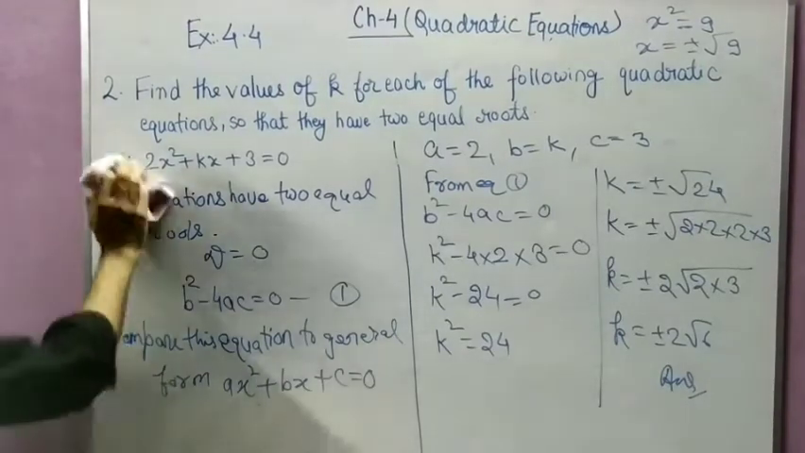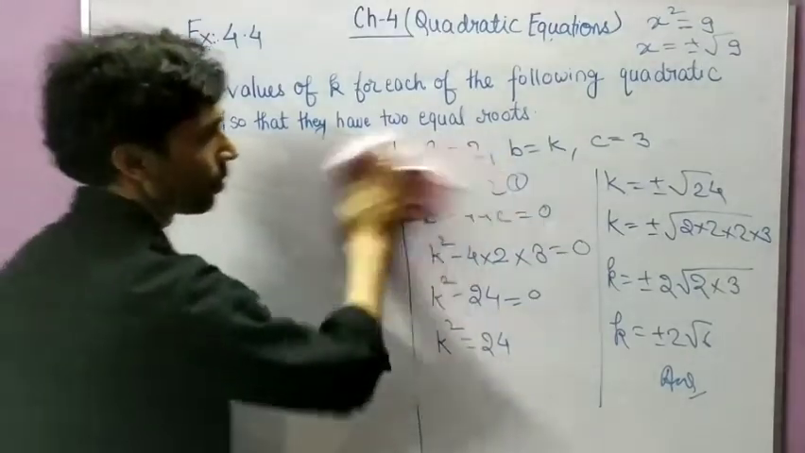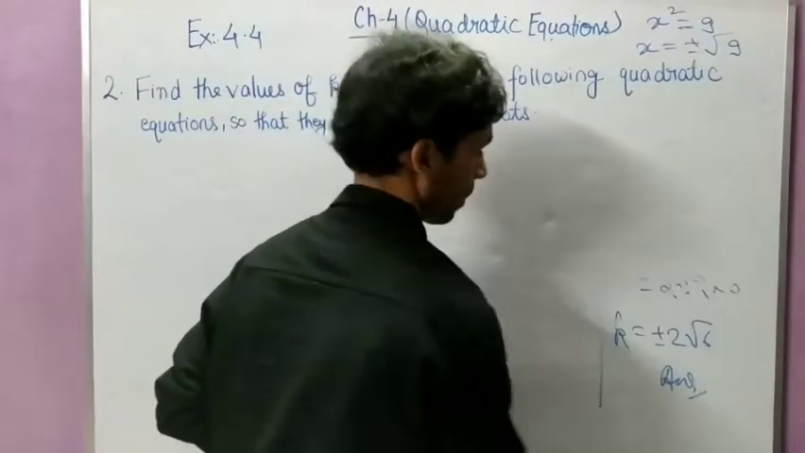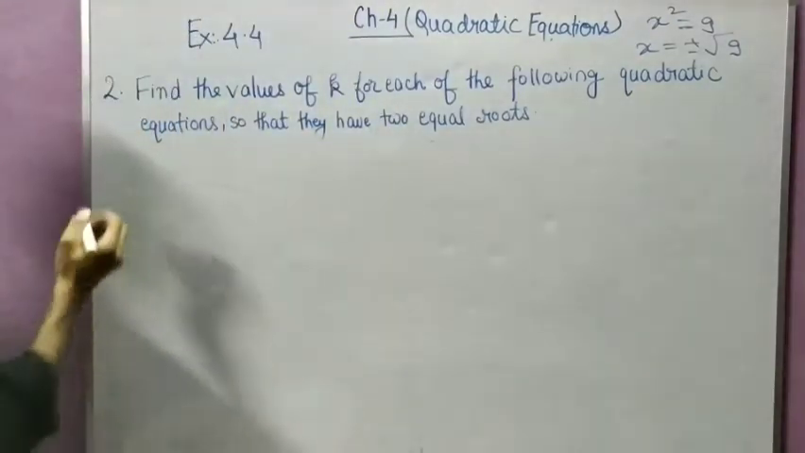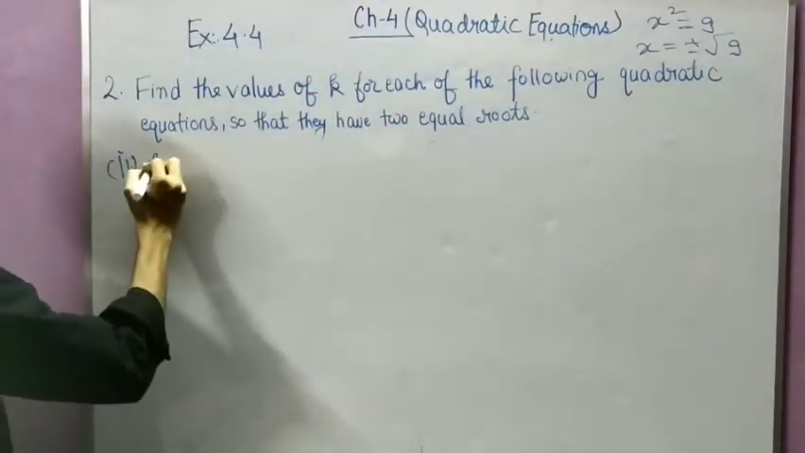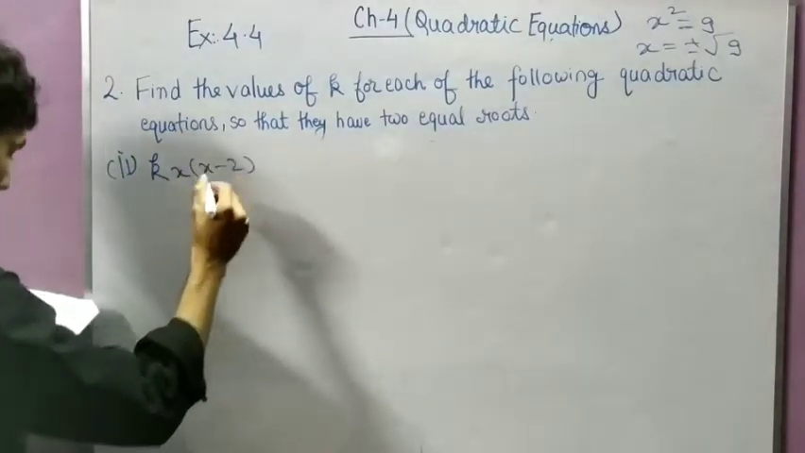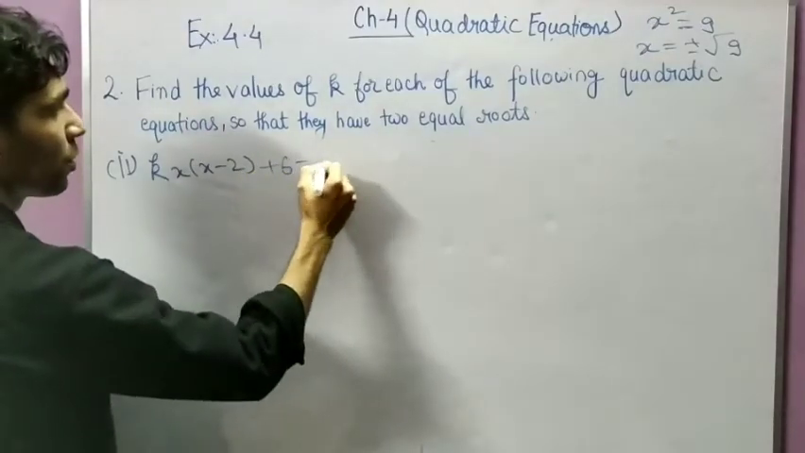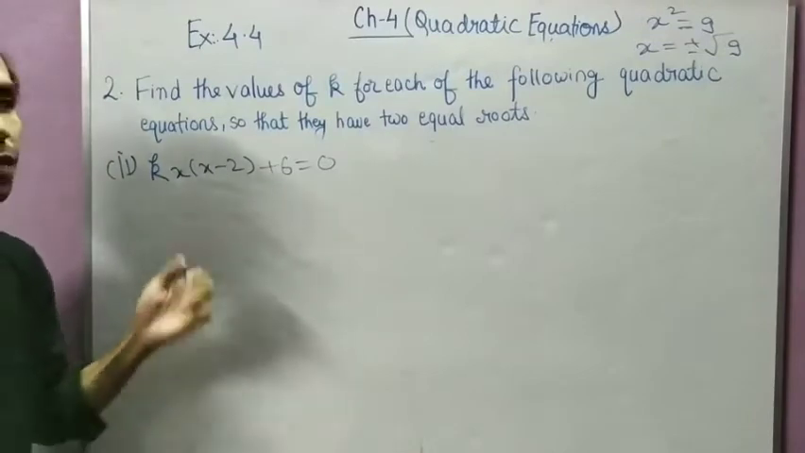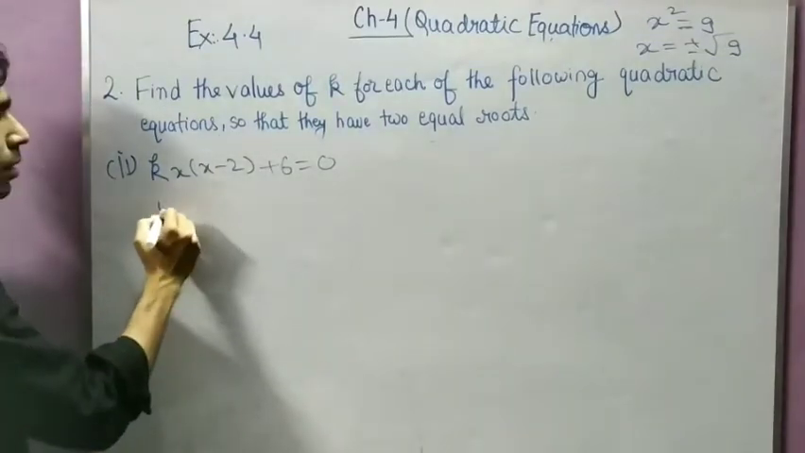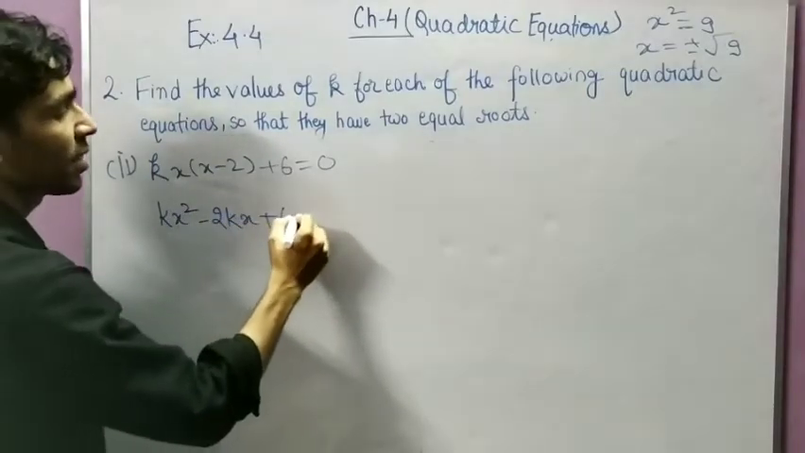Now the second part of this question. One more part is there, so I can solve it. The second part is kx(x minus 2) plus 6 equal to 0. So listen student, this is not in the form of a quadratic, so we will simplify it. It will be kx square minus 2kx plus 6 equal to 0.